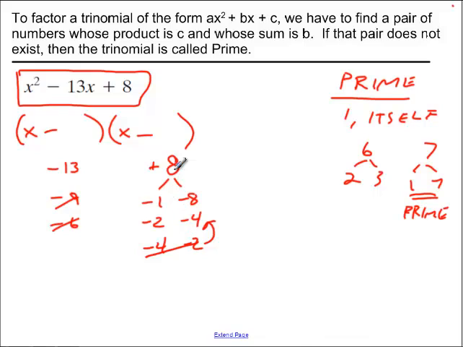So with all the factorizations of 8, 1 times 8, 2 times 4, none of them add up to negative 13. So we can't find, in the integer world, factors that would go up here and fill in that number and that number. So we have to say that, in the integer world, this is a prime polynomial because we can't factor it.